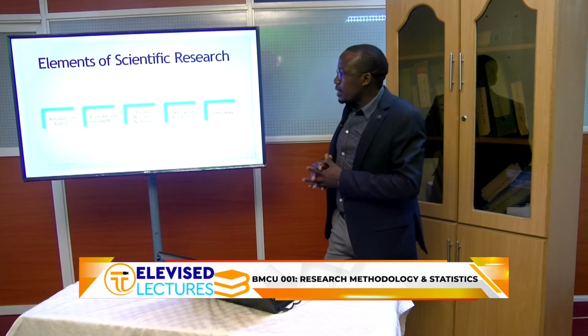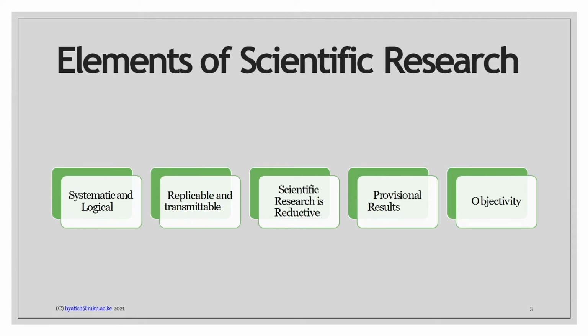Secondly, we normally say that you do not need to reinvent the wheel in research. What that simply implies is that research should be replicable and it must be transmittable. Allow me to focus on replicability of research. The replicability of research simply means that you are not going to do something new, but rather you're going to focus on maybe what other people have done.